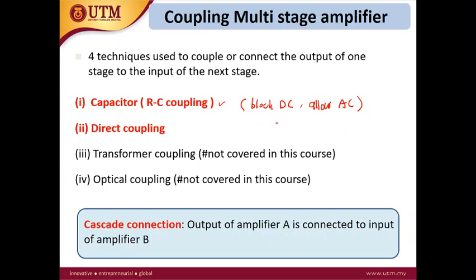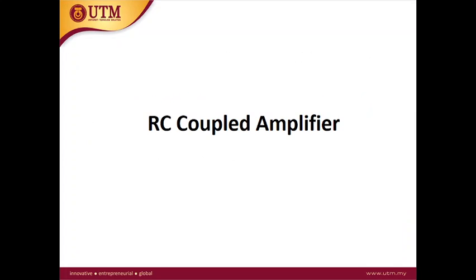So it means that the AC signal, and maybe in terms of voltage and the DC current, at the first stage will influence the DC parameters of the second stage for the direct coupling. Okay, for the capacitor coupling, the DC voltage and DC current will not affect the second stage because it is isolated by the capacitor. So that is direct coupling.